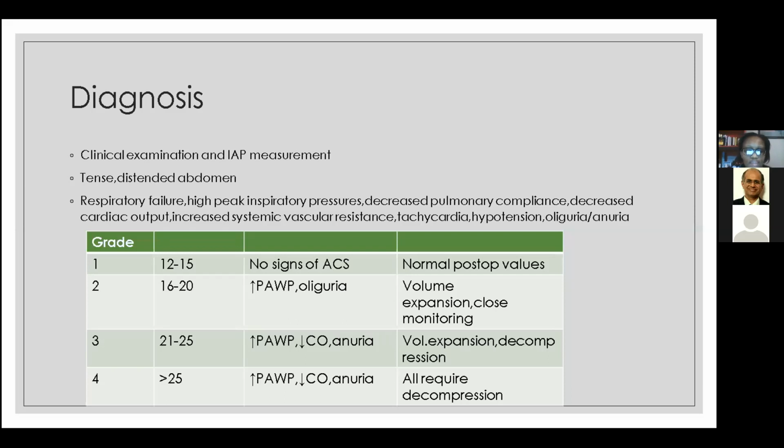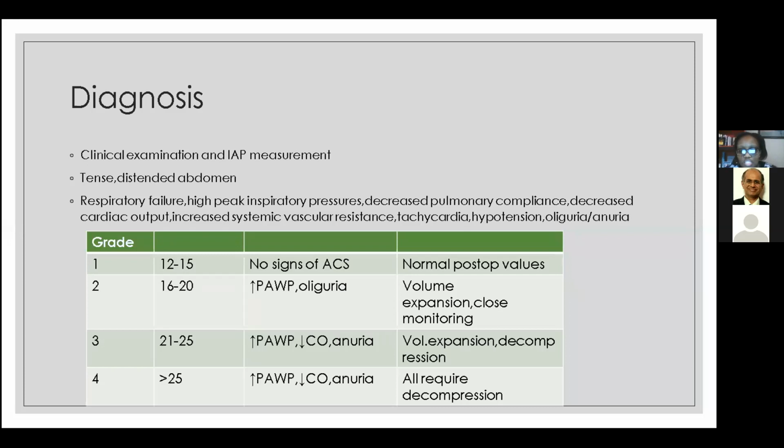And you get worsening organ dysfunction, which leads to multi-organ failure as the pressures increase. So this is just a table that shows the recommendations basically for managing these patients. So with grades 1 and 2, they usually don't need surgery, but they need close monitoring and also volume expansion if it's feasible.